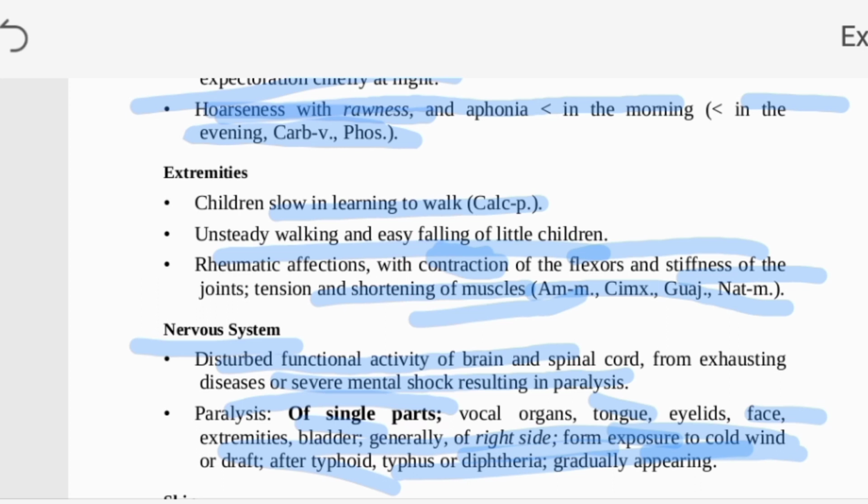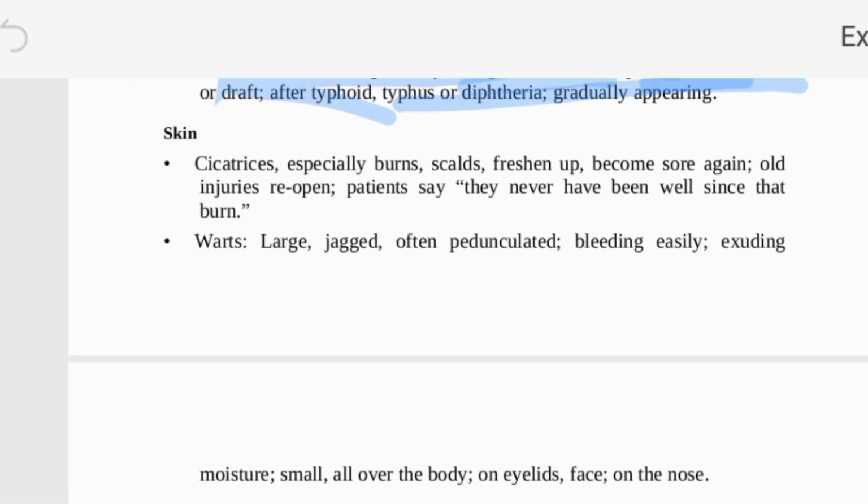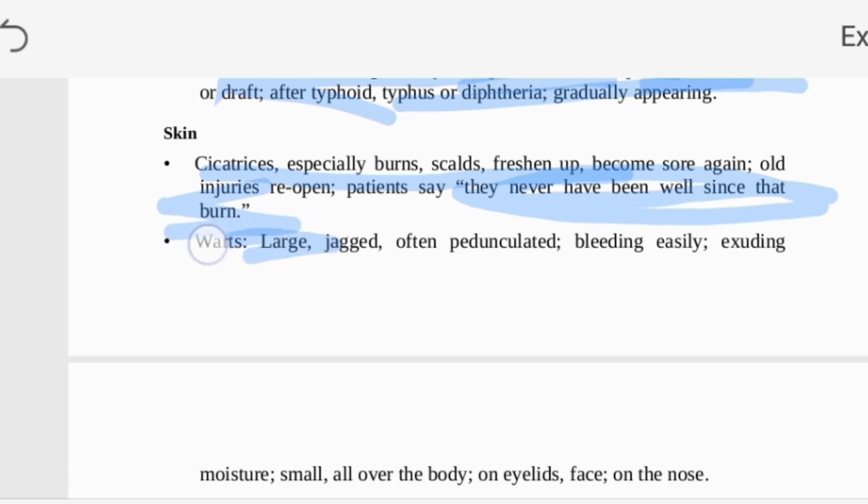In case of cicatrization, always remember they never heal well. So in a bone injury, if the cicatrix reopens or gets sore again, then we can give it. And always remember, it is mainly given for warts on the face. We commonly use Causticum for warts on the face, but the wart should be large and pedunculated. If we can't get any physical general, most commonly people use Causticum for warts on the face.